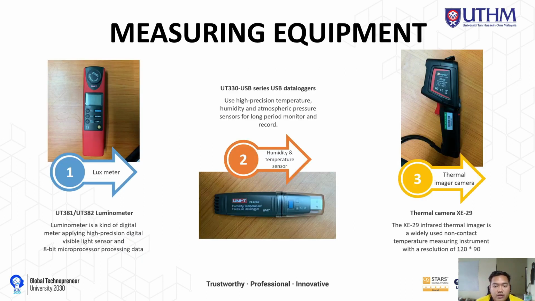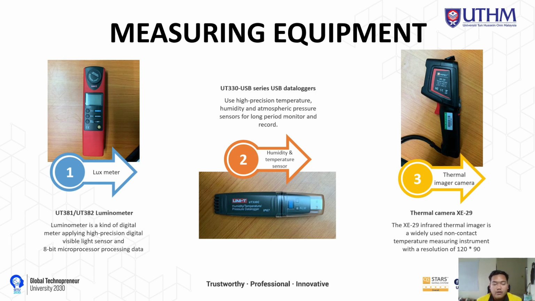And we move to the measuring equipment. For measuring the illuminance of the room or corridor, we use the lux meter, which is equipment number 1. The lux meter, or UT381/UT382 luminometer, is a kind of digital meter applying a high precision digital visible light sensor and an 8-bit microprocessor processing data.